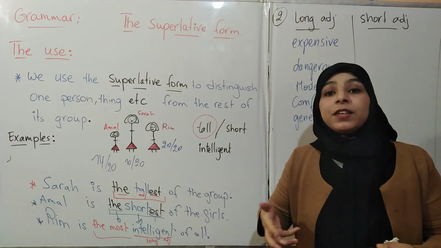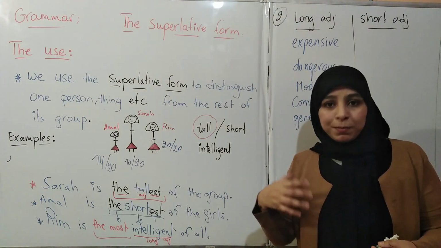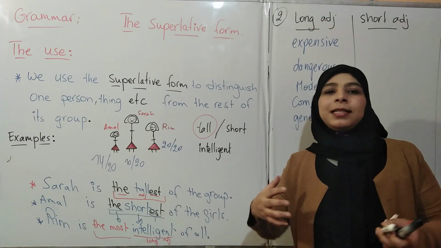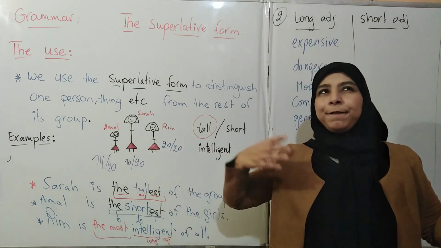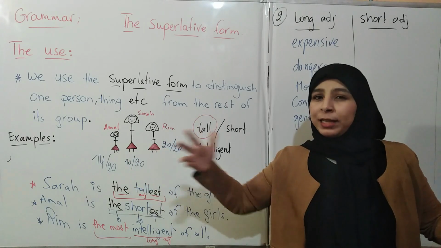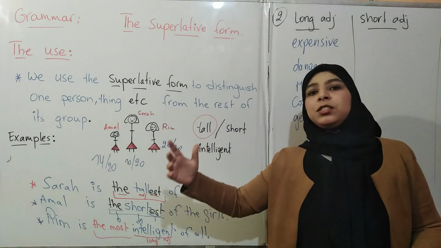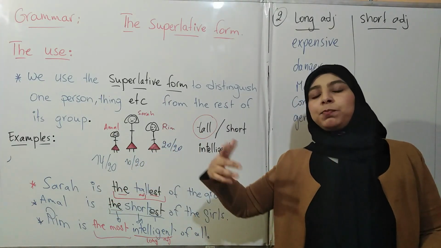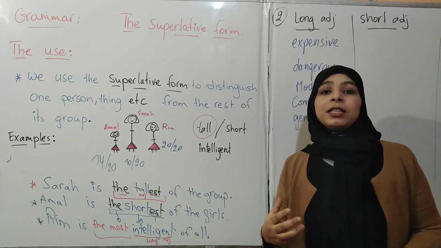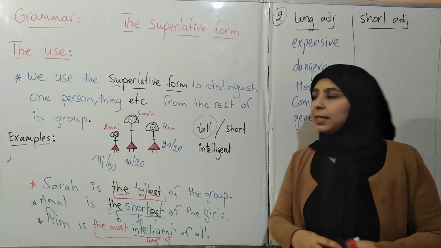Look, they're difficult to pronounce. It's not a matter of pronunciation. No, they're too long to pronounce. Say comfortable. That's why I say long adjective. Dangerous, expensive. There are more than 3 syllables, right?